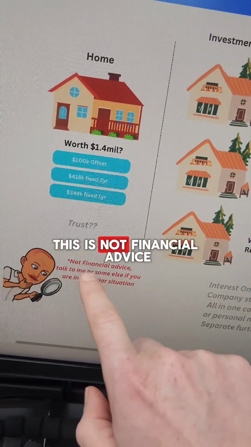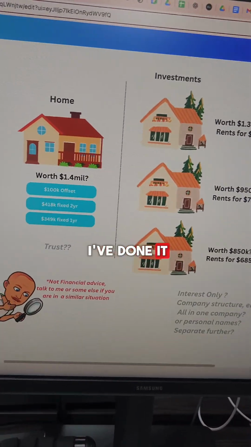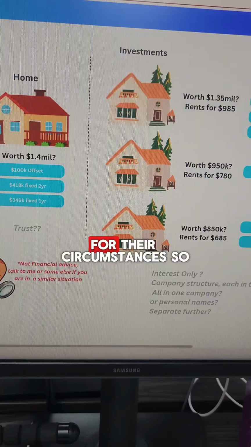Just a reminder, this is not financial advice. This is just how I've done it, and everybody's going to be different for their circumstances.